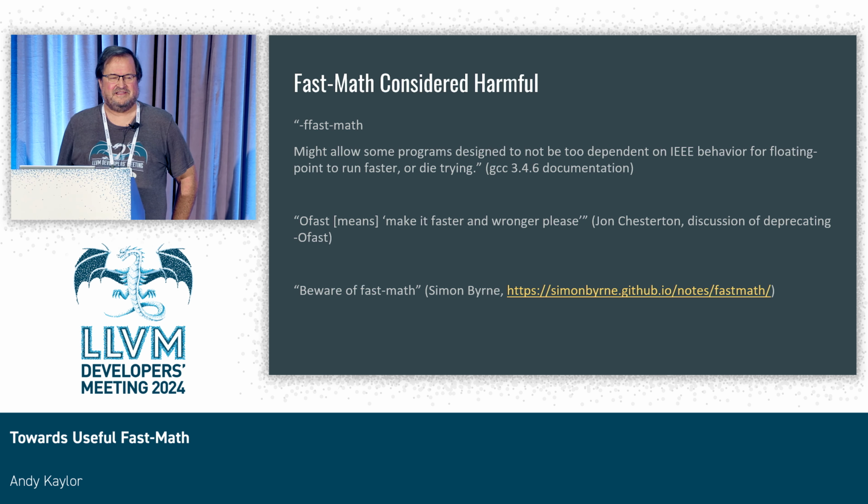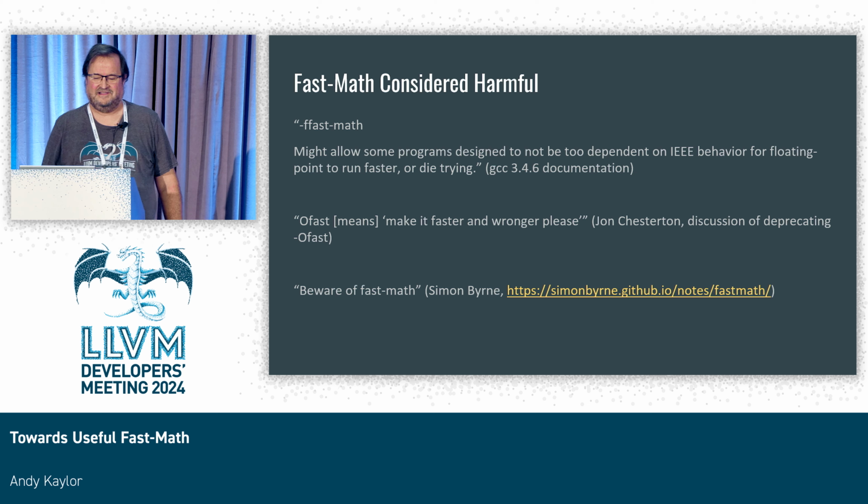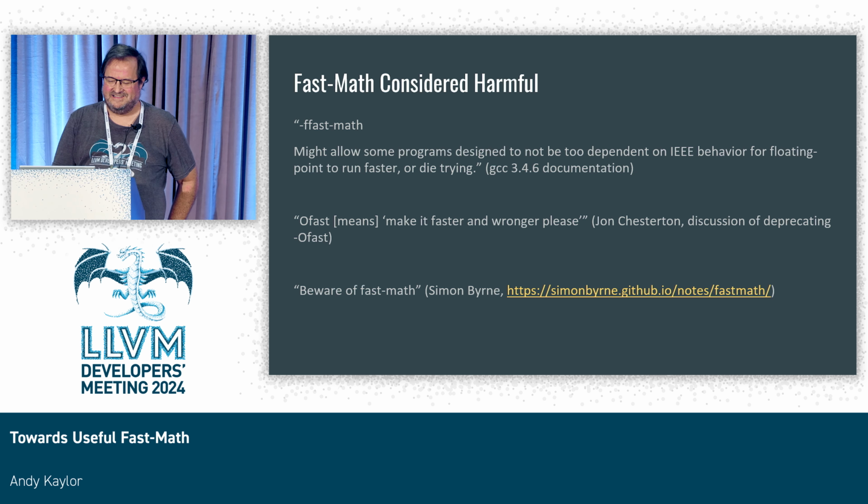I've heard it suggested that fast math is a foot gun. And I want to suggest that it's actually much worse than that. Fast math is a case where you're giving the compiler a gun and asking the compiler to decide when to shoot you in the foot. And it will.